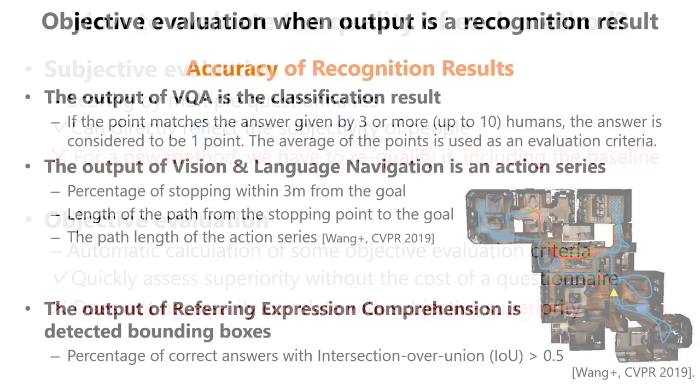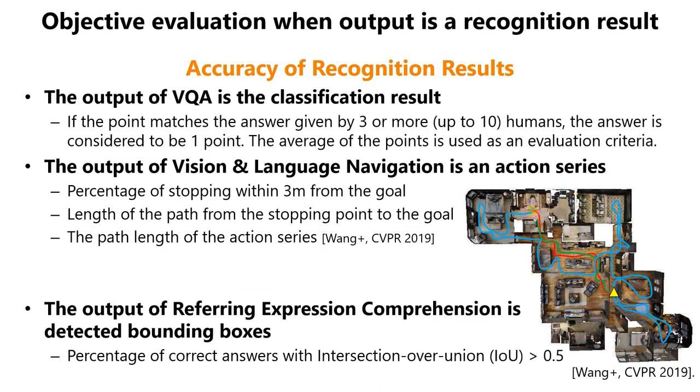First of all, for the objective evaluation of multimodal understanding, the recognition results for such multimodal input should be evaluated as accuracy. For example, in the case of visual question answering, the accuracy of class classification is measured by having 10 people return answers to the visual question, and if three or more of the answers match, the accuracy is scored as 1 point, and the average is used as a VQA evaluation metric.